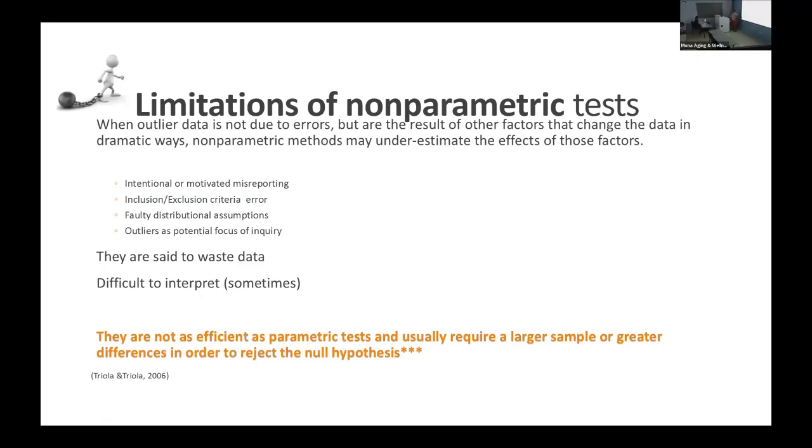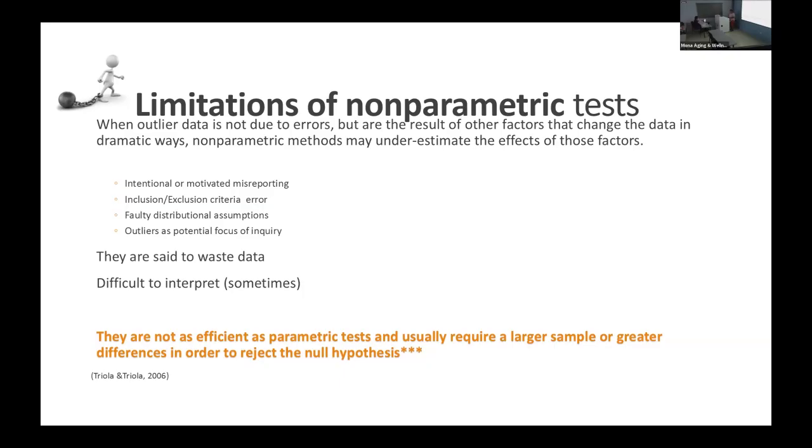All right, so notwithstanding those advantages, there are definitely some limitations of our non-parametric tests. So let's say we have an outlier that is not due to errors. Let's say somebody is actually weighing 1,200 pounds, right? The non-parametric methods, you're going to find that they're going to underestimate the effects of those factors. And right here we have just four little ways in which some of that underestimation might occur.